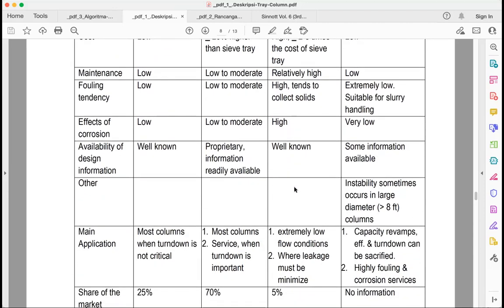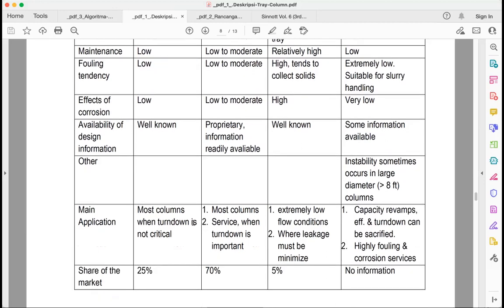So at the moment the market share of the valve tray is about 70%, and the share of the sieve tray is 25%, and its main application is for low flow conditions and where leaking in the liquid should be minimized.